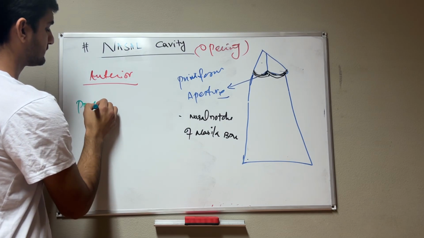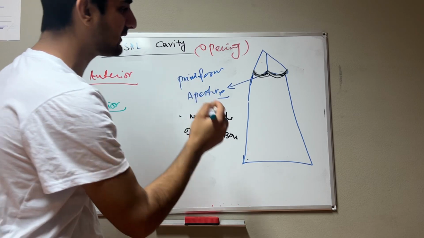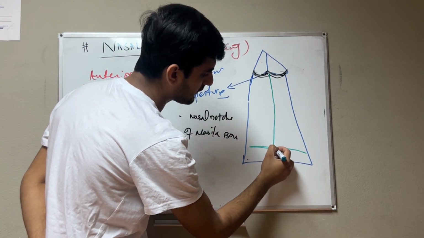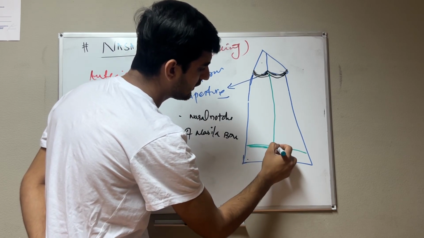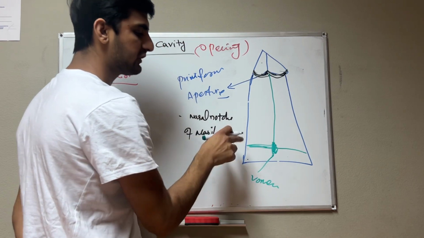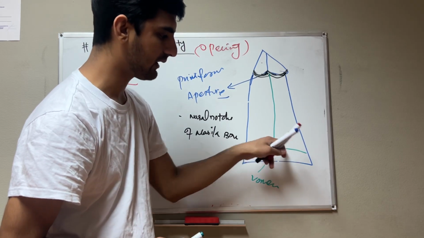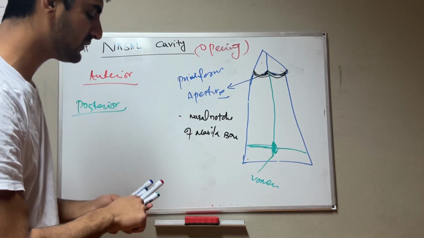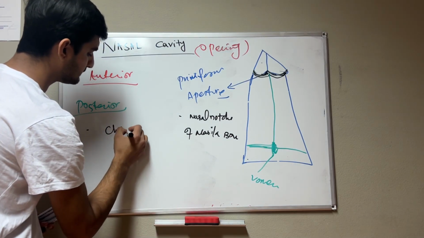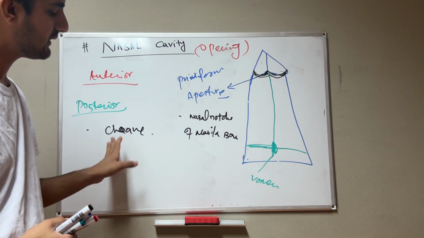The posterior opening we have in the back side. In the back side we have the bone whose name is the vomer bone. In the posterior side of the nasal cavity we have the vomer bone, and this vomer bone divides the choanae. These are the choanae. Simply we can say the posterior openings of the nasal cavity are the choanae.